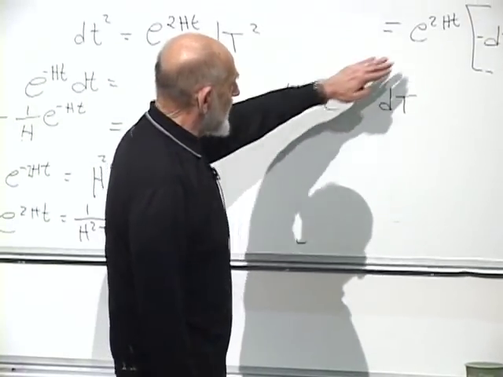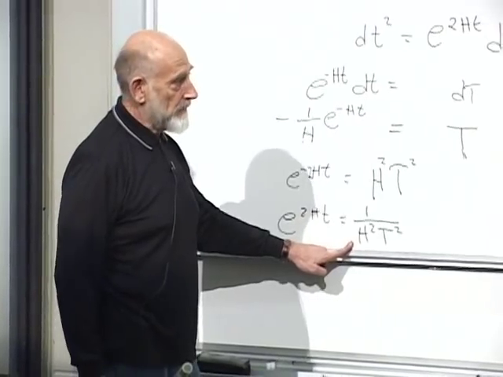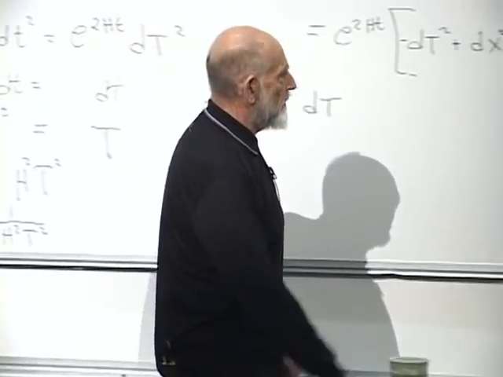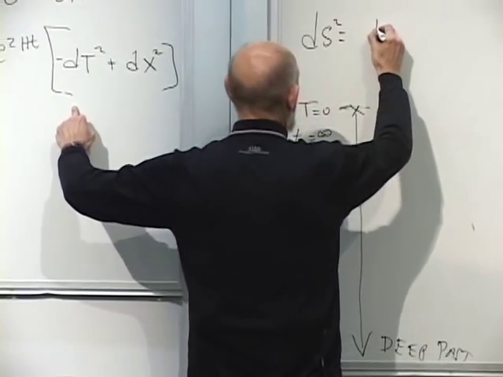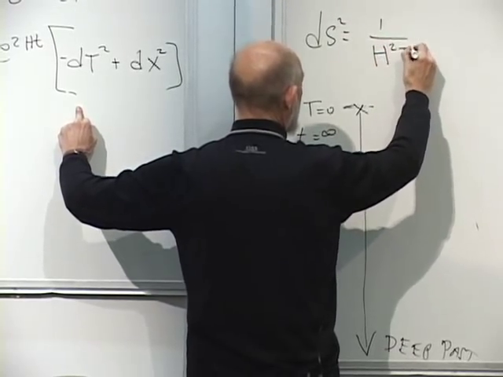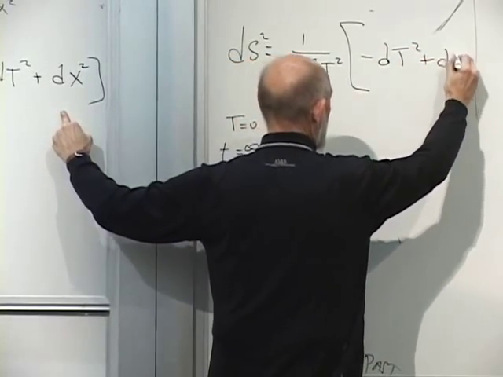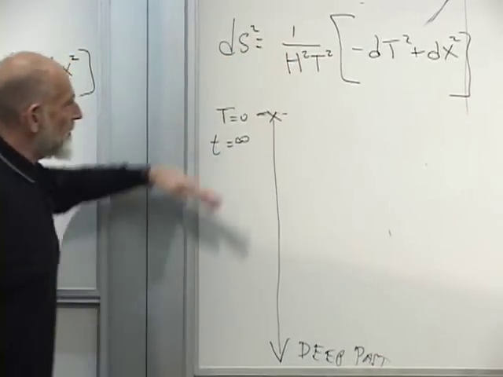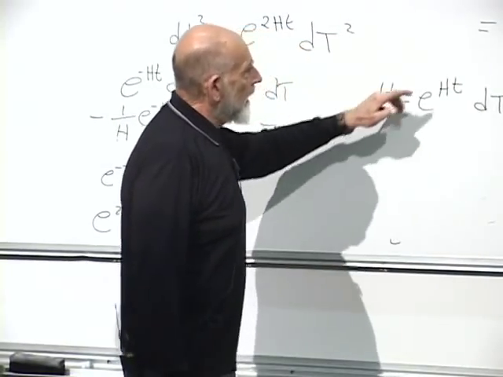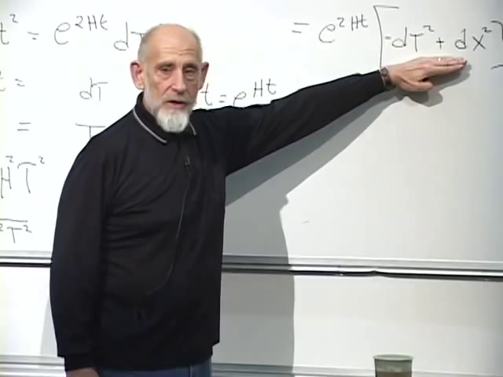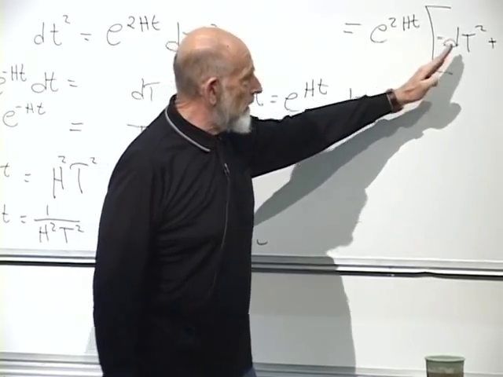And now we can write this metric just by substituting for e to the 2ht, 1 over h squared t squared. So let's put that there. In fact, let's write it over here. The s squared is equal to 1 over h squared t squared times minus dt squared plus the x squared. Okay, now this is a long story, a nice, simple result. But the main point of it is that we've written the metric as an ordinary Minkowski space metric times a function, with the same function appearing multiplying all of this.